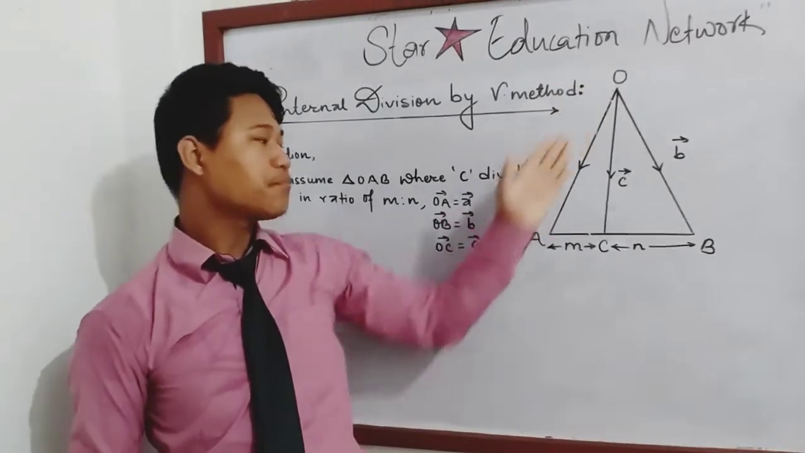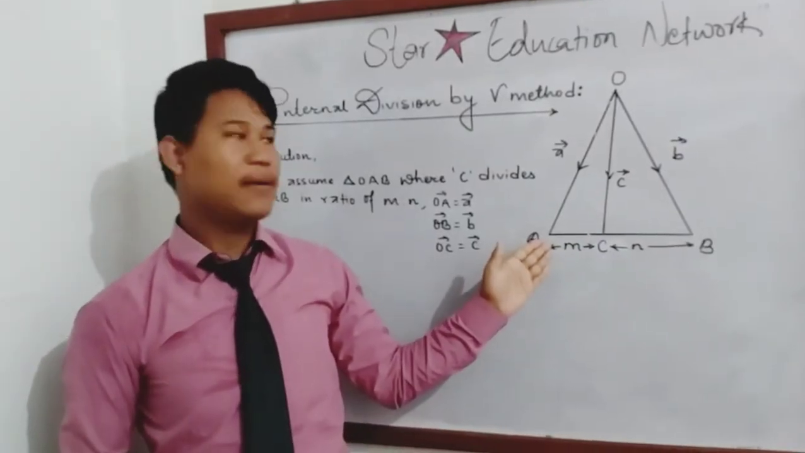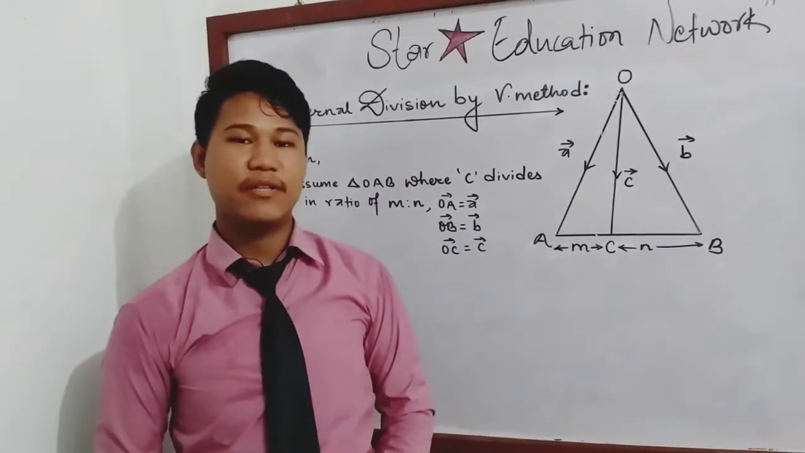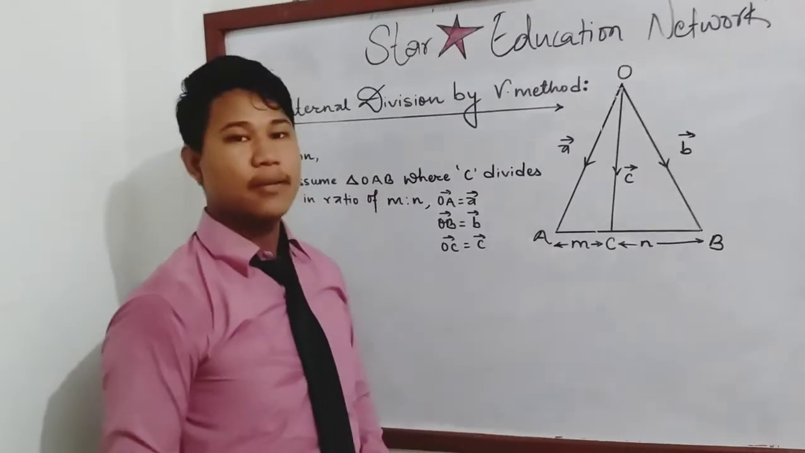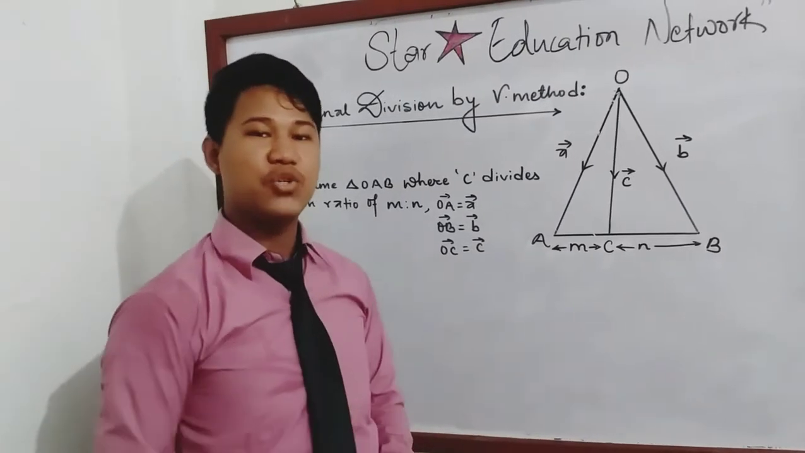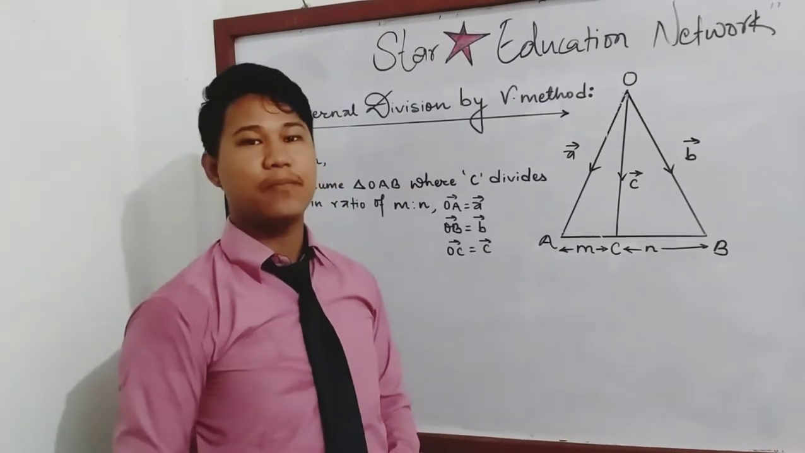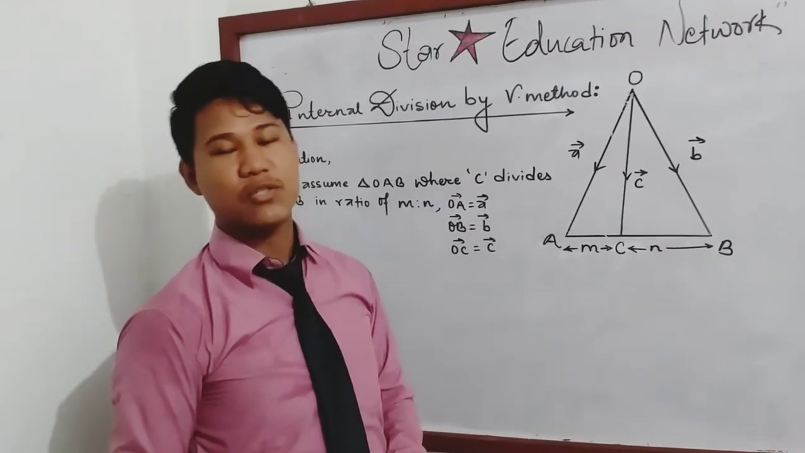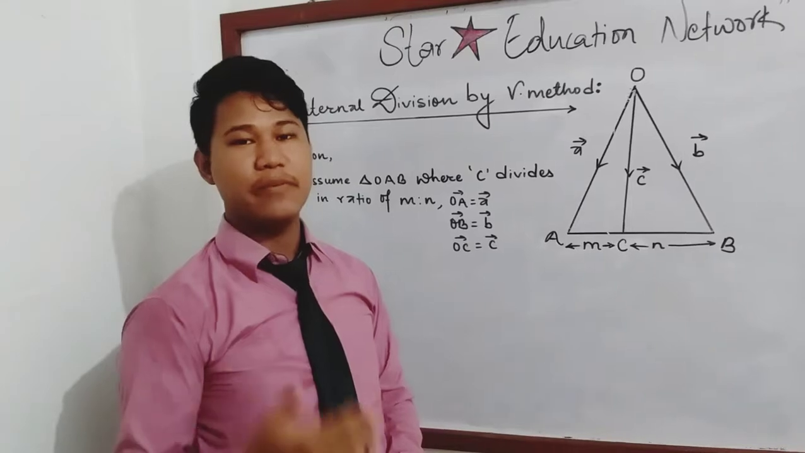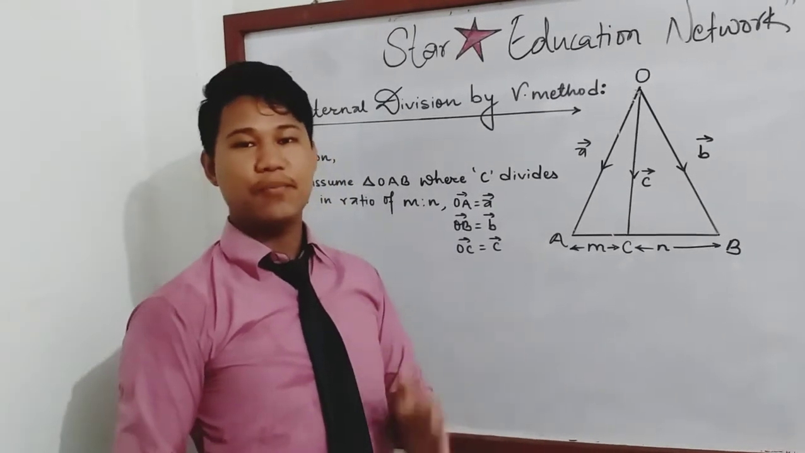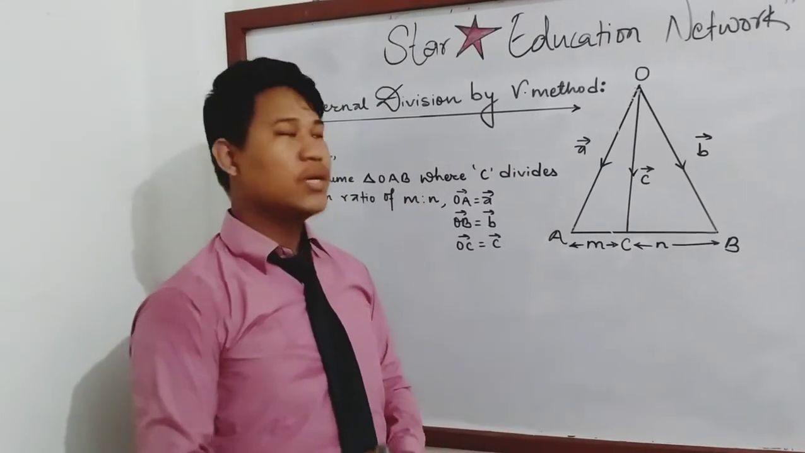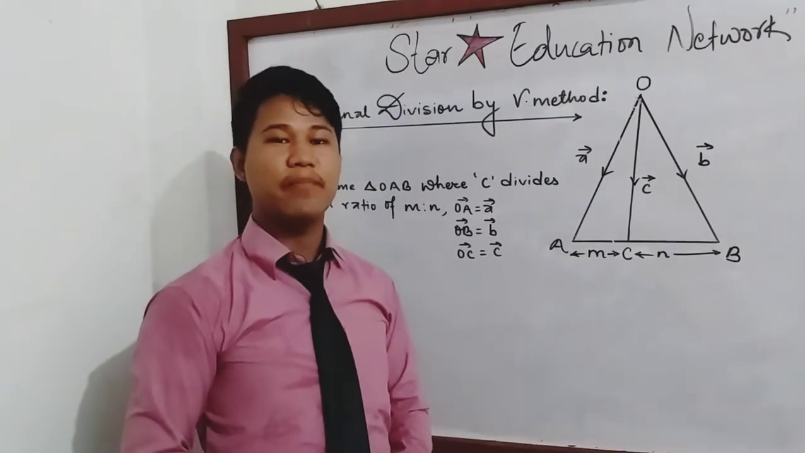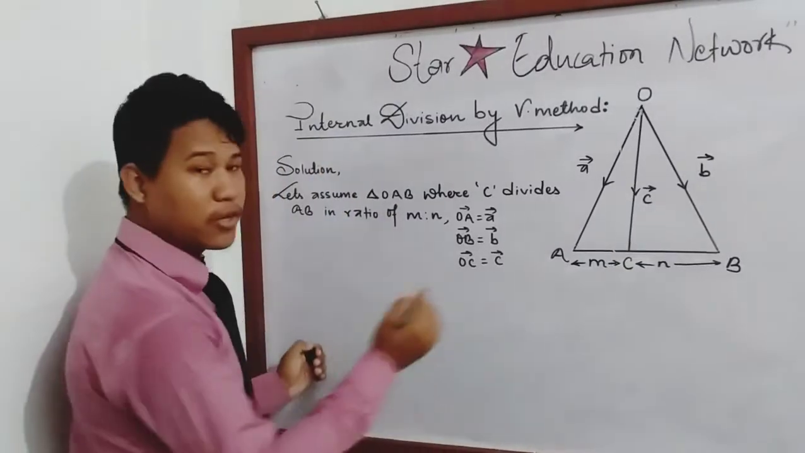For example, the OA vector is written as vector a, OB vector as vector b, and OC vector as vector c. And we need to prove the section formula, like in coordinate geometry. In coordinate geometry, the section formula was x equals (m1 x2 plus m2 x1) by (m1 plus m2). Similarly, the y coordinate was (m1 y2 plus m2 y1) by (m1 plus m2). Similarly, here by the vector method we are going to prove the same condition. So let us go to the further steps.